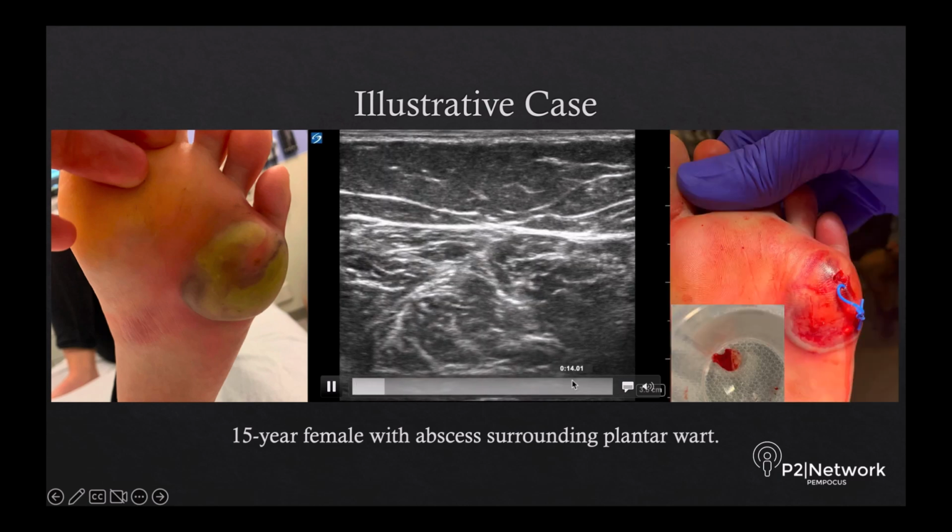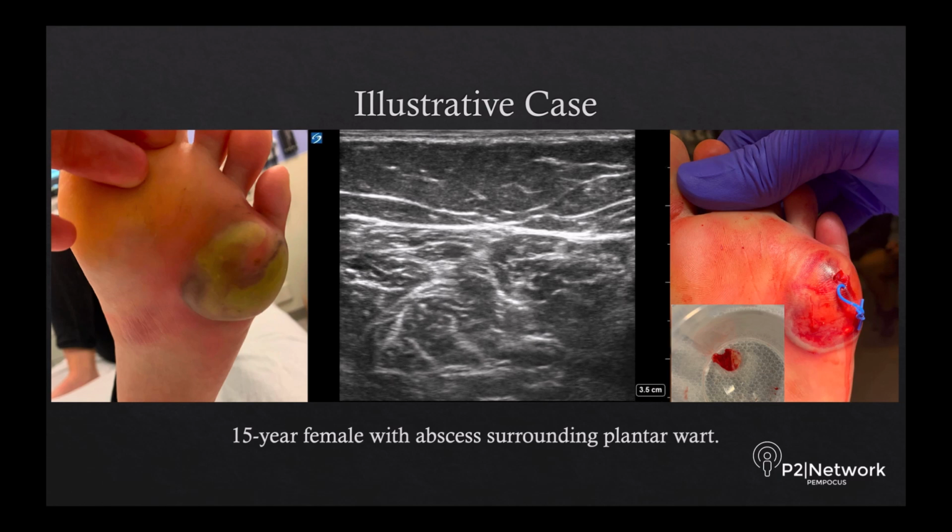She had a nice dense block. We were subsequently able to do an incision and drainage, and with the course of breaking up the abscess loculations, we were actually able to remove a good chunk of the core of that wart.